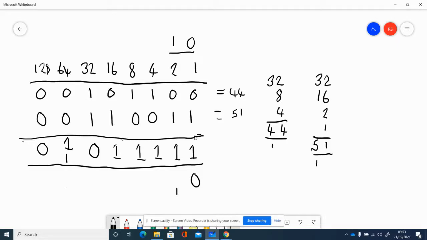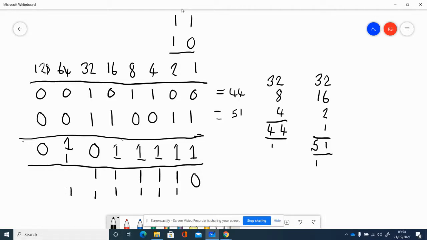So then I've got 1 and 1 plus the 1 I've carried. Well, now I've got 3. So if I've got 3, the binary pattern for 3 is 1, 1, a 2 and a 1. So I'm going to put 1 in here and carry my 1. And again, I've got 3. I've got 3 again.